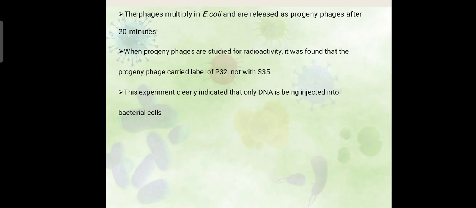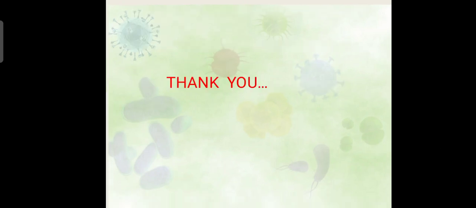This experiment clearly indicated that only DNA is injected into the bacterial cell. So, DNA is the genetic material that transfers genetic information from one generation to another generation.